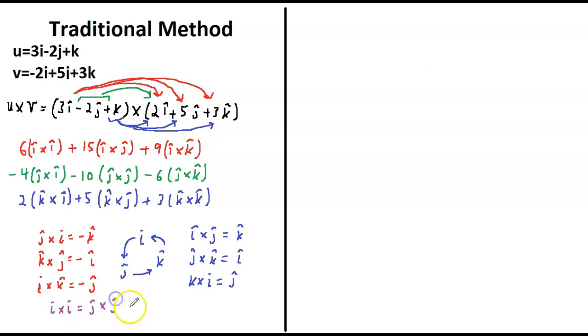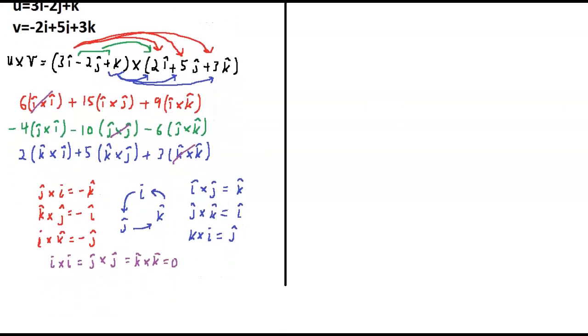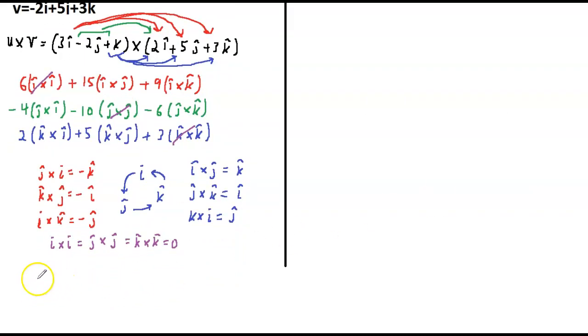Then another thing to note is that whenever you cross product the same vector, you will get 0. And that's because they are parallel to each other. You can think about that more with the definition of the cross product. So now we could simplify.